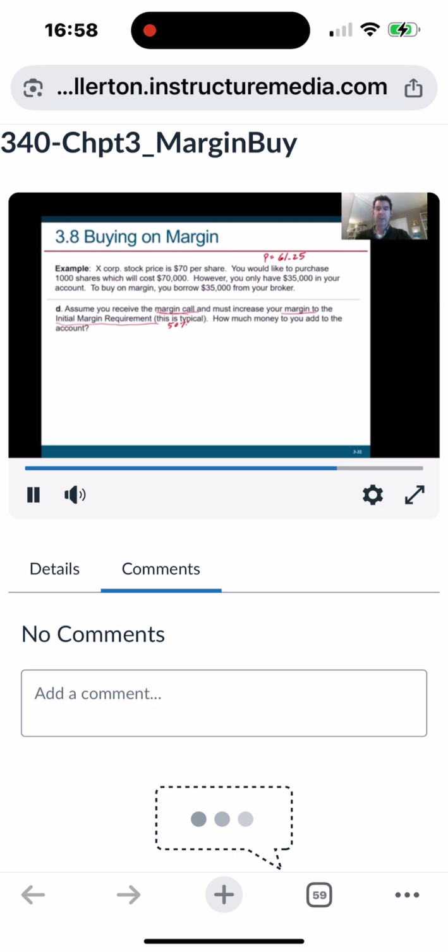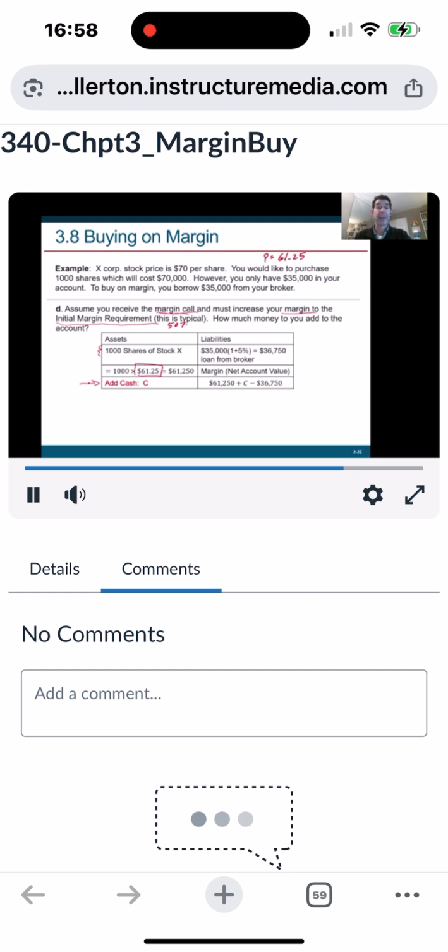How much money do you have to add to the account? All right, once again, we're going to tackle this exactly the same way. We're going to use a little balance sheet. So what do I have? I have 1,000 shares of stock X. I know because I got the margin call that they're sitting at $61.25 per share. In addition, they want me to add money to my account.